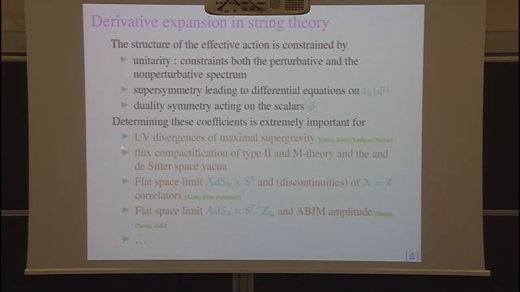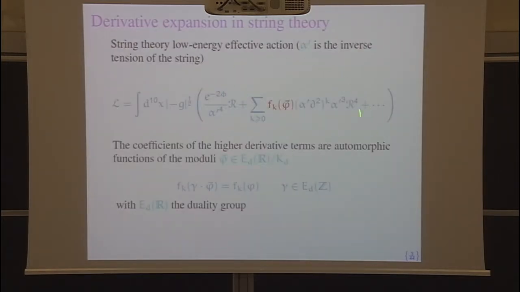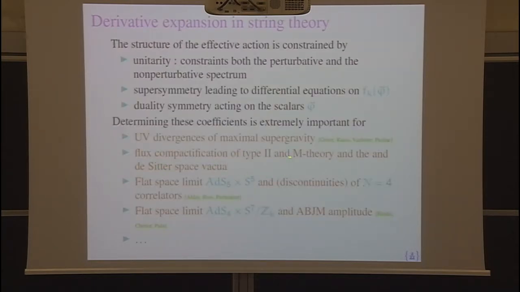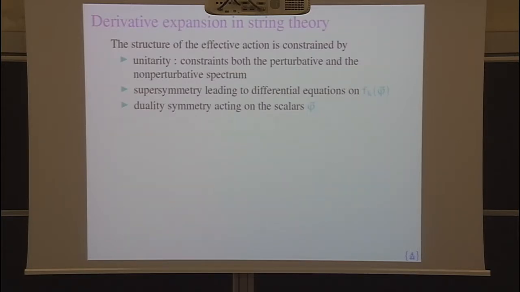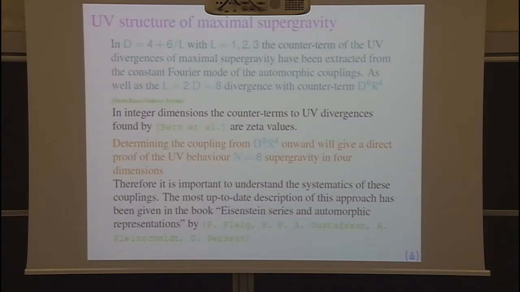So this is also important if you want to construct some solutions, if you want to think about compactification of string theory on some background. You need to know all of these things. And you can also test, in the context of the AdS/CFT correspondence, the flat space limit of the AdS correlator and the discontinuity of the correlation function in N=4, and match it to some term that is contained in this function.